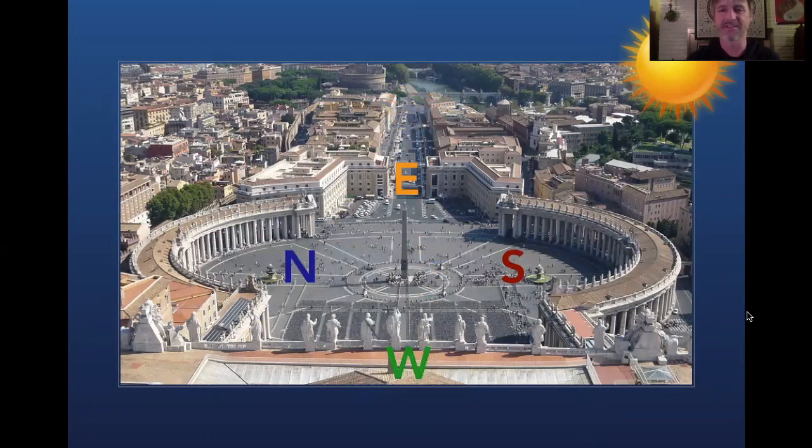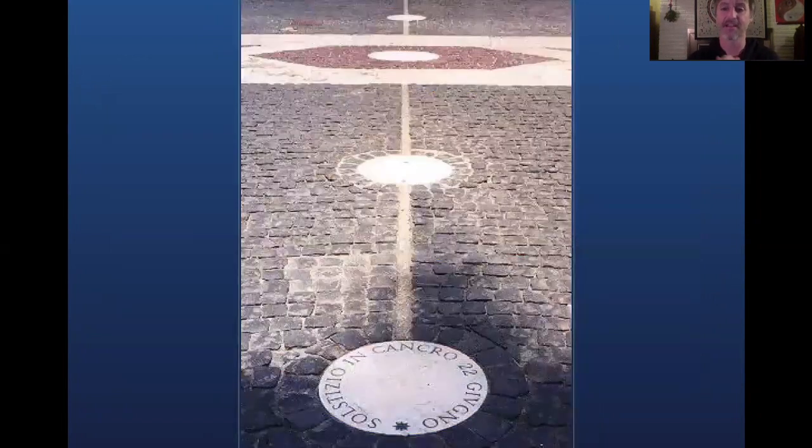I've built some things like this and they're effective, but more effective and easier to see, because the sun is so bright, is to work, instead of with the light, with the shadow. And this is how it's done at the Vatican. So this line is a meridian line, right? How could we create a meridian line?